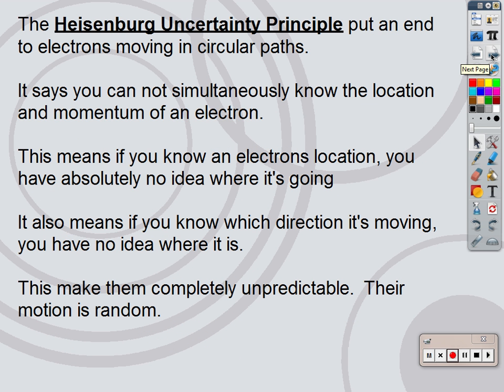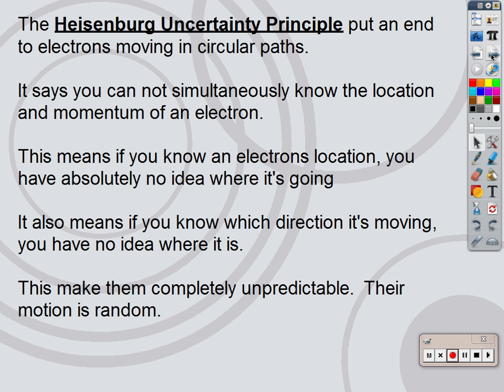First person to come up with some information to help us understand these electrons better was Heisenberg, and the Heisenberg Uncertainty Principle. The Heisenberg Uncertainty Principle says that you can't simultaneously know the location and momentum of an electron. You can't know where it is and where it's going at the same time. You can only know one of the two. So if you know where it's at, you have no idea where it's going. If you know what direction it's traveling and how fast it's traveling, you have no idea where it is.